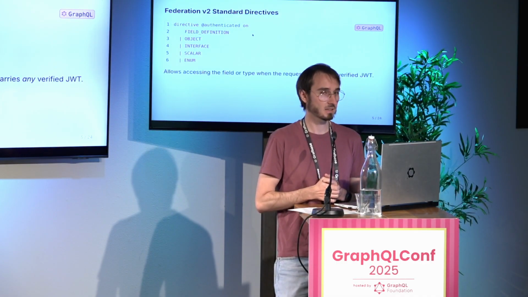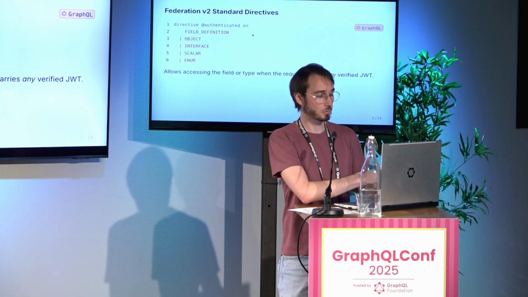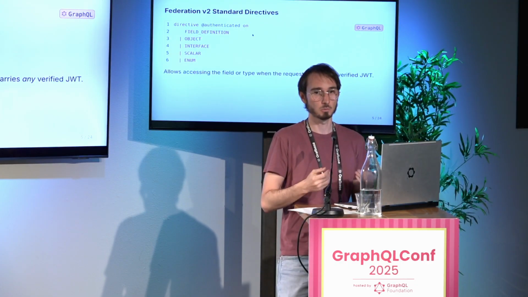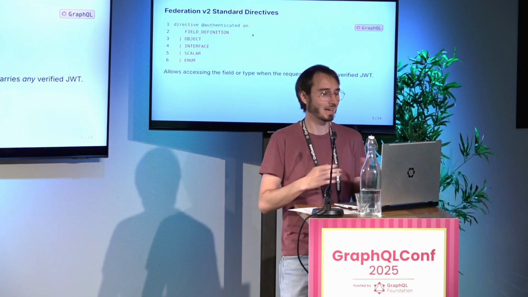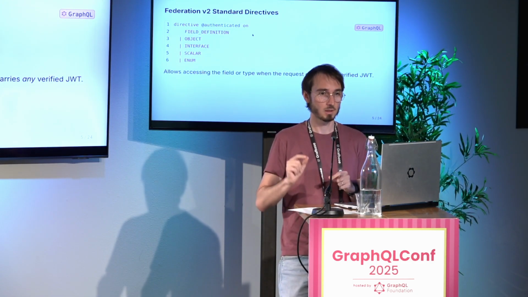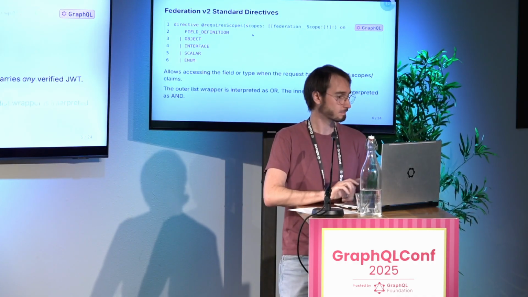First one is authenticated, and basically if any claims is defined, so you put it on a field or on a type, and that type or that field is going to be visible and usable by the request that has these claims, that has any claims at all. So that's typically for discriminating parts of your schemas that are for logged in users and logged out.